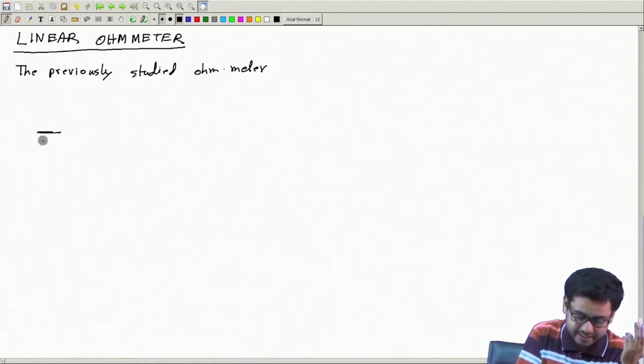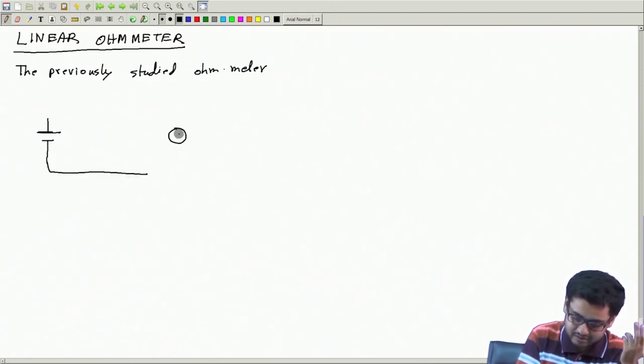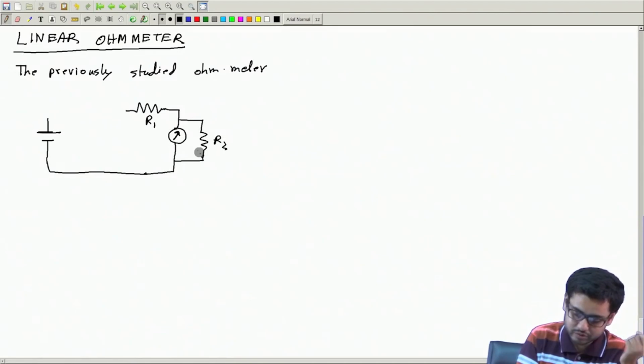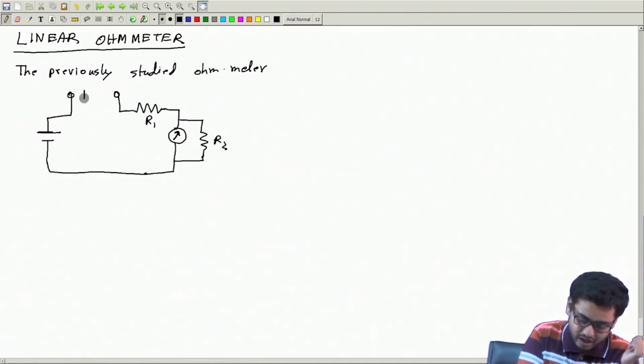It has a battery. In series with that we have a meter and some resistance R1. We can have a bypass resistance also, shunt R2, and here we can connect the external resistance Rx. So this is the external resistance and this is the meter circuit.